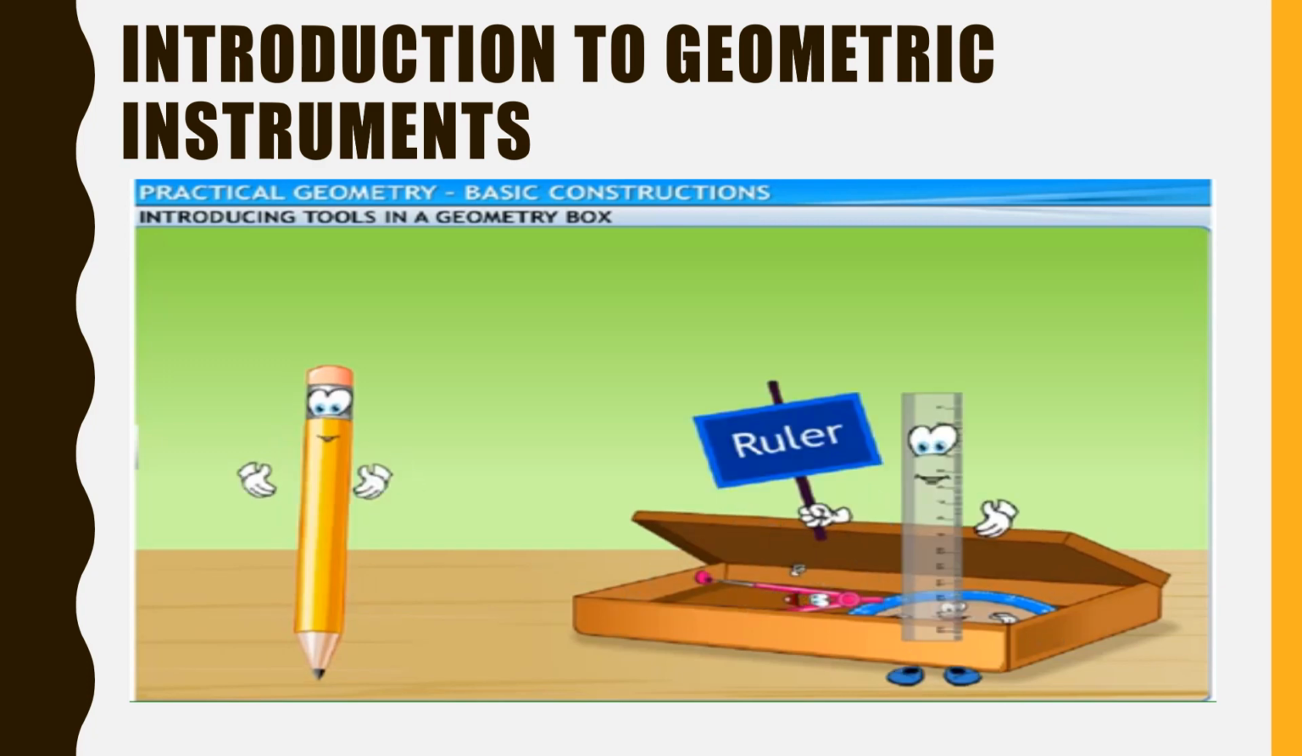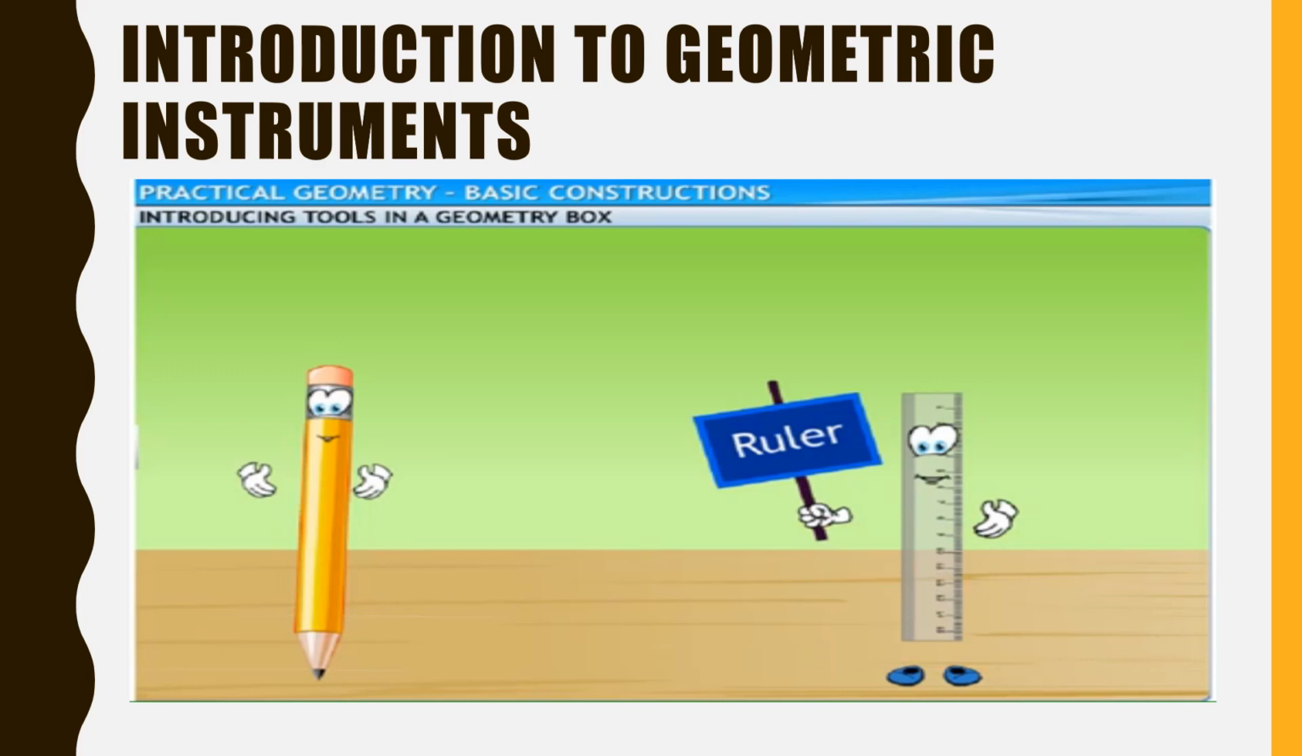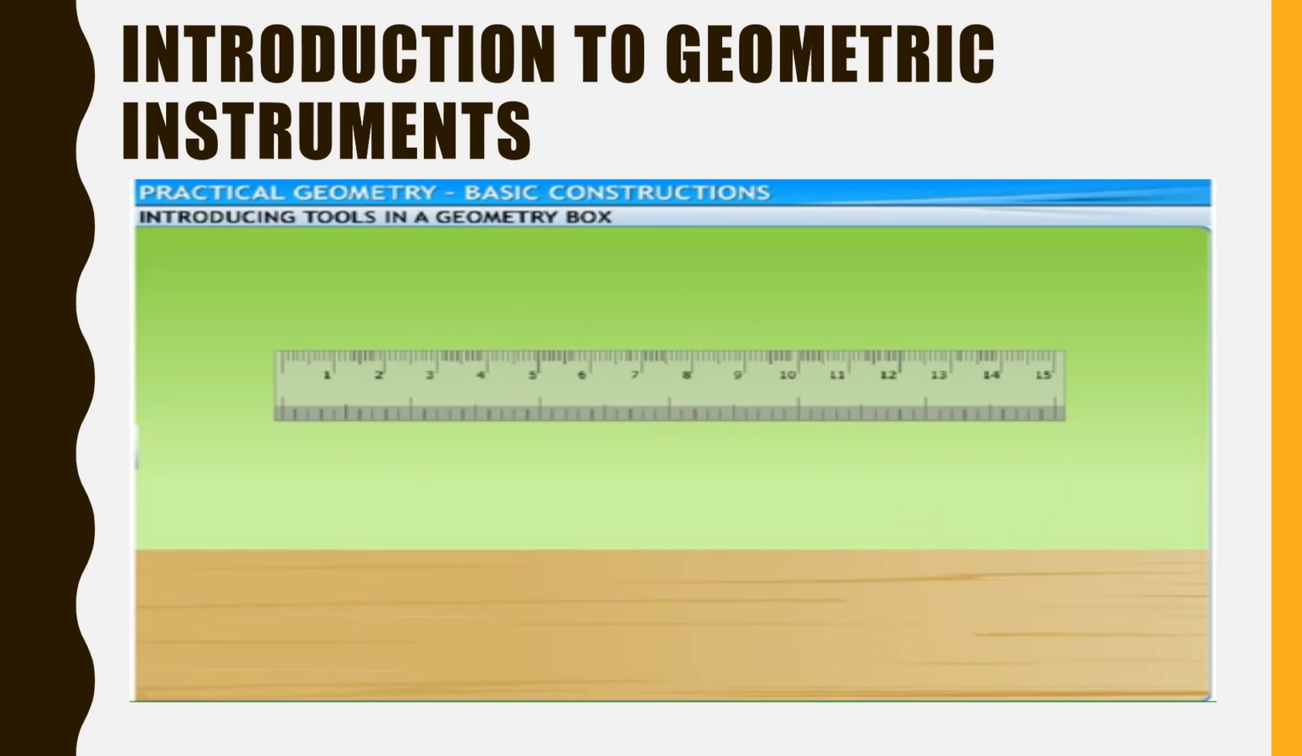Let's begin with ruler. Commonly, it is called a scale. The ruler is a most essential tool in geometry. This tool is used in almost all constructions. Usually, it has a flat surface with 4 straight edges.